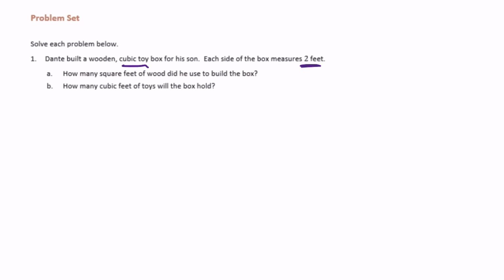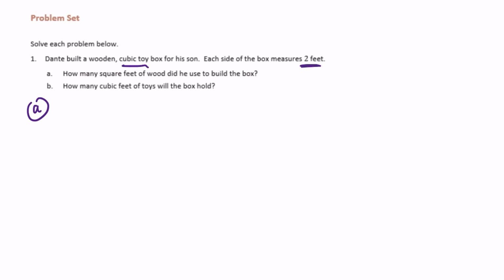A. How many square feet of wood did he use to build the box? And B. How many cubic feet of toys will the box hold? So A is asking us to find the surface area because we want to know how many square feet of wood he used to build all the different faces of the box. Whereas B is asking how much it can hold, and so that's talking about volume. So let's start with the surface area.